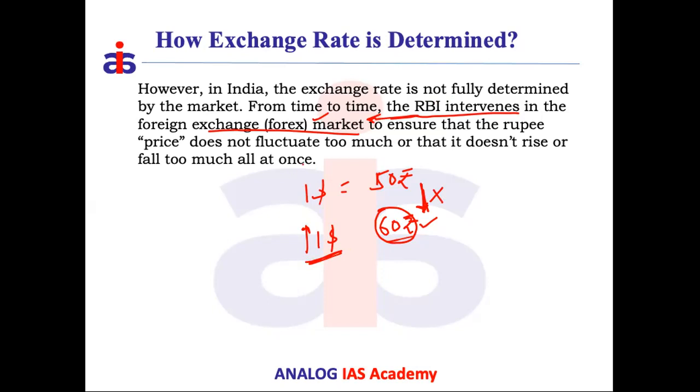What it does is, it supplies dollars. When it is supplying dollars, it is trying to create a balance between the demand and the supply, finding an equilibrium between demand and supply of the dollars, so that compared to the dollar, the rupee value will not fall down steeply. It may stay at 52 rupees.